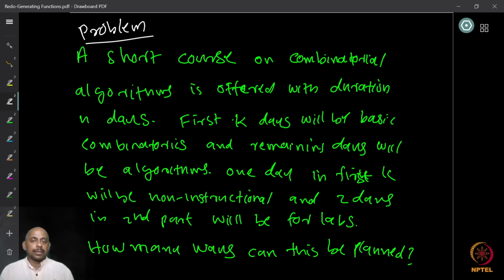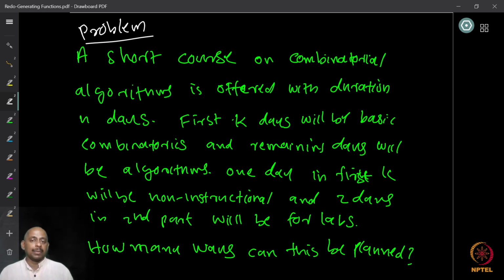So the n days are split into two, right? First k days will be basic combinatorics, because we need to learn combinatorics to be able to use it in the combinatorial algorithms. So first k days will be combinatorics, remaining will be algorithms. Now 1 day in the first k will be a non-instructional day. Out of the k days, I will not teach on 1 day. That is, 1 day is a holiday. That is decided. Then 2 days in the second part will be reserved for labs, because without doing labs, we don't want to finish the course. So therefore, 2 days will be labs.